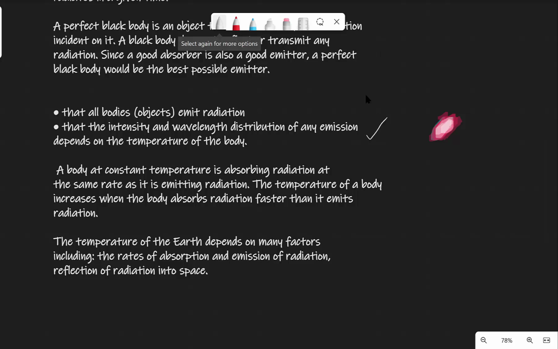Okay, a body at a constant temperature is absorbing radiation at the same rate as it is emitting radiation. And the temperature of the body increases when the body absorbs radiation faster than it emits radiation. This is actually deeply connected with the climate on Earth, for instance, because a lot of the energy is trapped by greenhouse gases, and in general the temperature of the Earth depends on those factors, including the rate of absorption and emission of radiation into space.